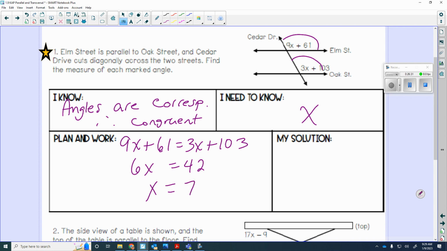Divide by 6, and we get x equals 7. Okay, the question wants to know, find the measure of each marked angle. Oops, x and angle is what we should have put up here. My bad.